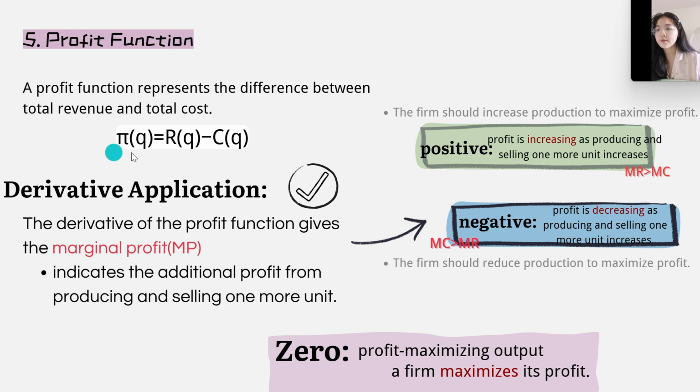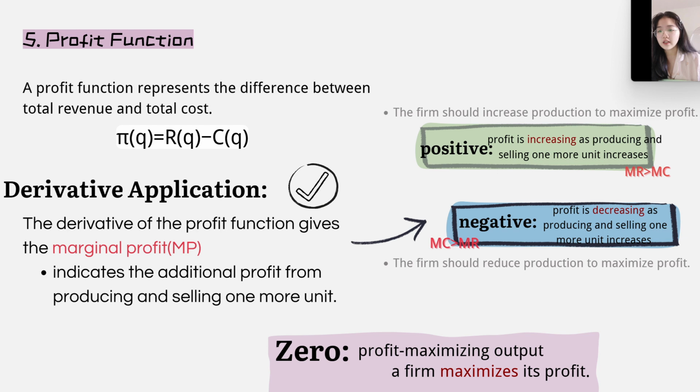The derivative of the profit function gives the marginal profit, MP, which indicates the additional profit from producing and selling one more unit. If the derivative is positive, it means the profit is increasing as producing and selling one more unit increases. It often occurs when marginal revenue exceeds marginal cost, when the firm should increase production to maximize profit.